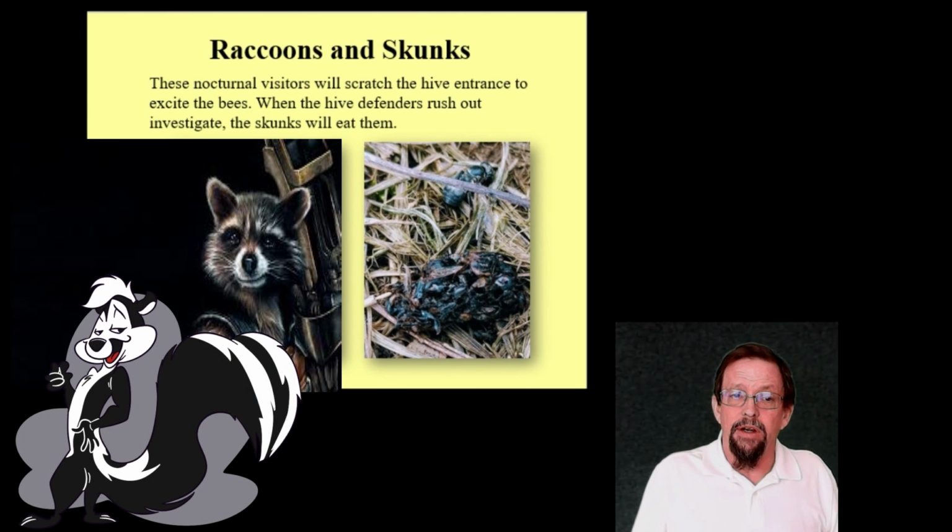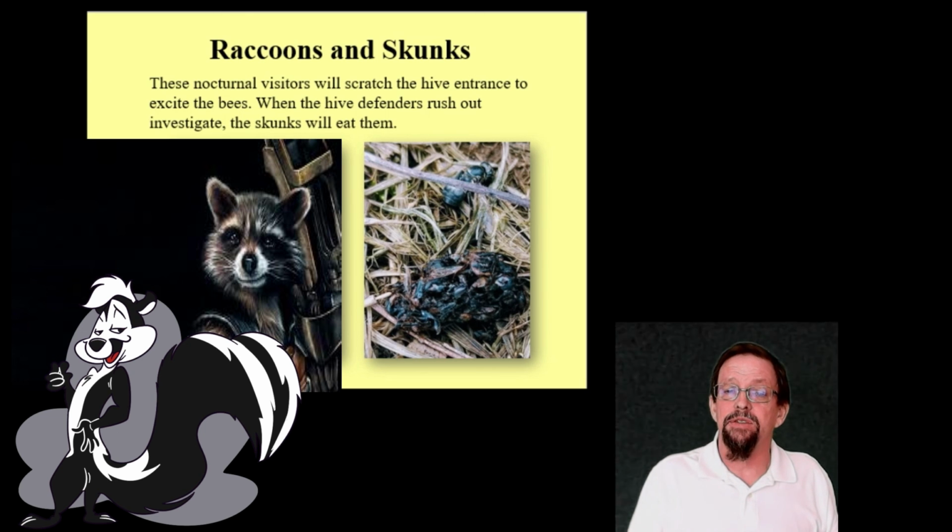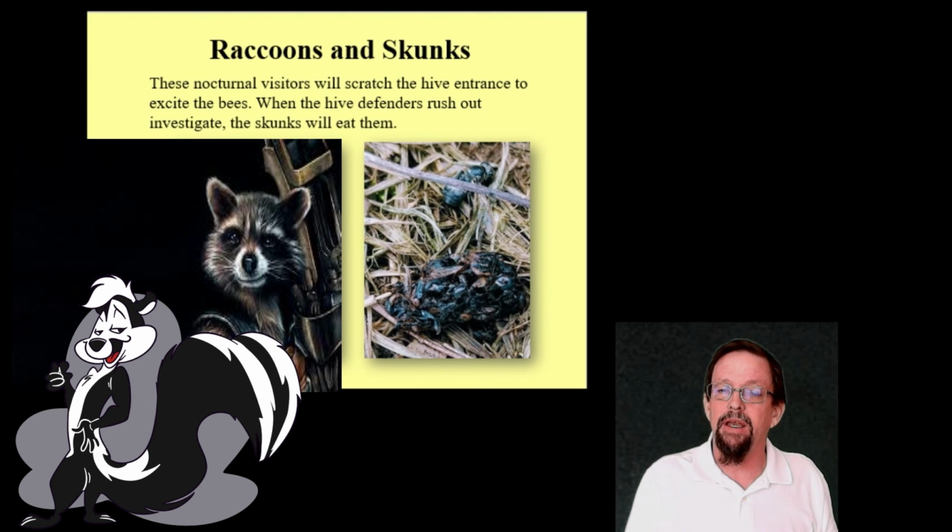Raccoons and skunks, they're nocturnal visitors that show up at your hive. They scratch on the entrance, causing the guard bees and other bees to come out of the hive. An indicative sign of that is the skunk scat or the raccoon scat, which is feces that have chunks of bees in them. That is a sign that you have those nocturnal visitors. Also, scratch marks at the front of the hive. Another sign may be that your bees are a little irritable when you go out there in the morning to work with them. They may be a little upset because they've had visitors at night.